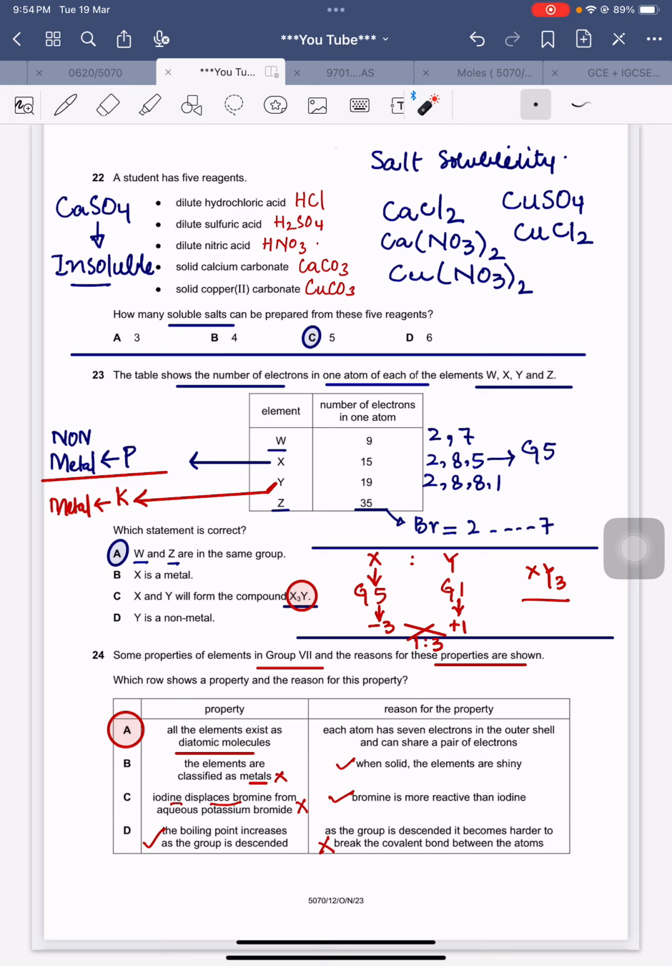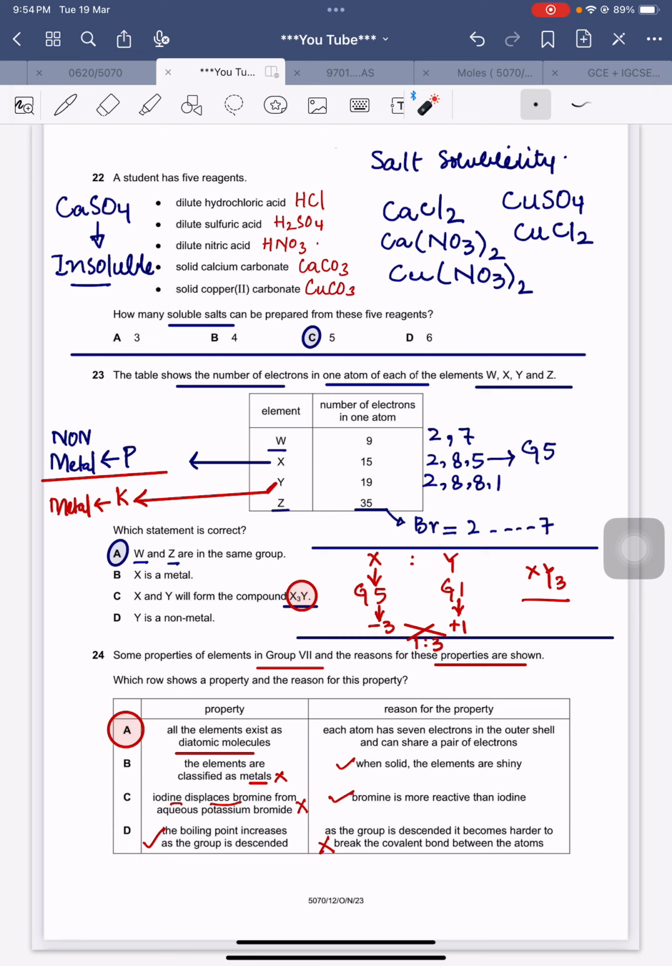If we are talking about base solubility, all bases are considered as insoluble except for the metal oxides and metal hydroxides of group number 1, and the metal oxide and metal hydroxide of strontium and barium. Remaining all oxides and hydroxides are considered as insoluble. So this is a brief review of the solubility.